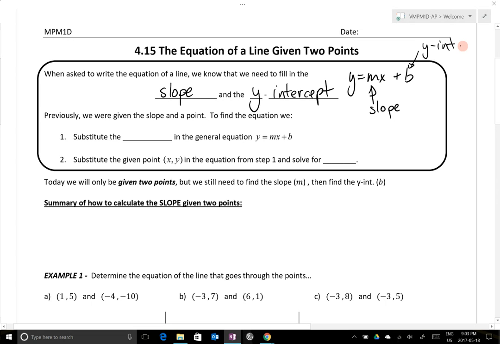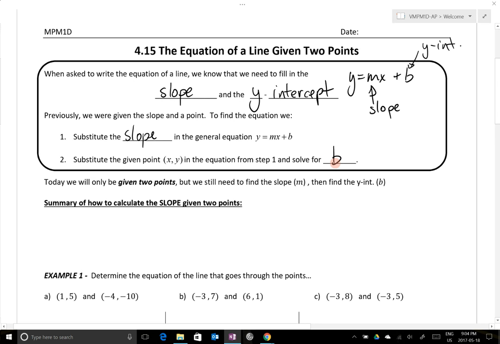So previously you were given the slope and the point, and we can use that to find an equation of a line. To find the equation, we would substitute the slope in the general equation, y equals mx plus b, and then you'd substitute that point x, y in the equation from step 1 and solve for b. Now, what if you're not given the slope? What if you were given only 2 points? You still need to find the slope, and then you need to find the y-intercept.